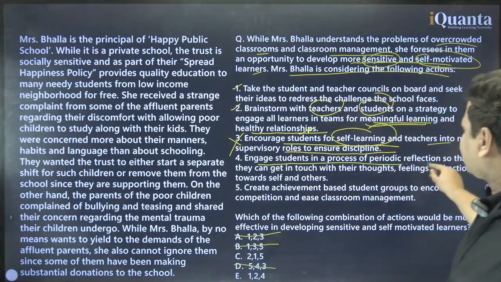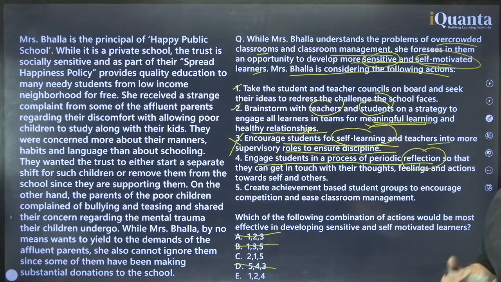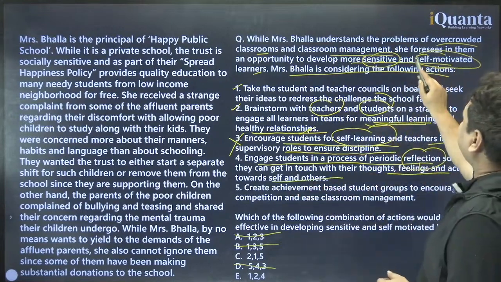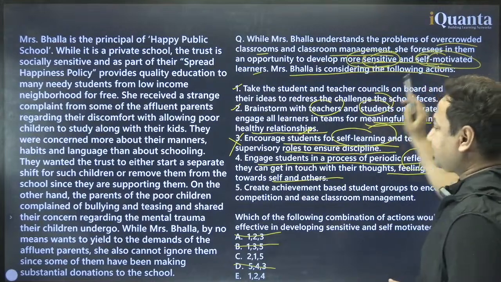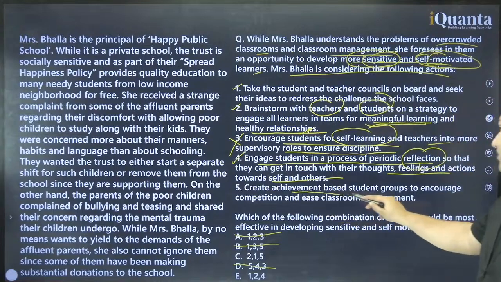Engage students in a process of periodic reflection. This is a kind of psychological thing, reflection, so that they can get in touch with their thoughts, feelings, and actions towards self and others. Self तो ये sensitive हो जाएगा बच्चा, बिल्कुल सही बात है. 4 looks correct. 5th is create achievement based student groups.